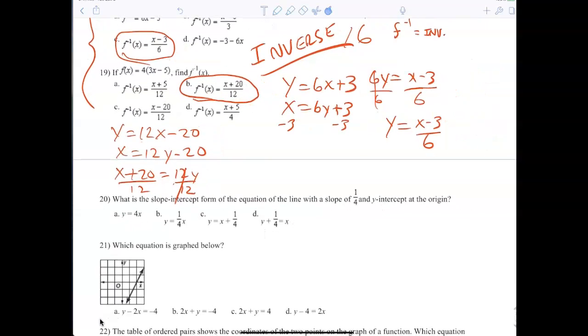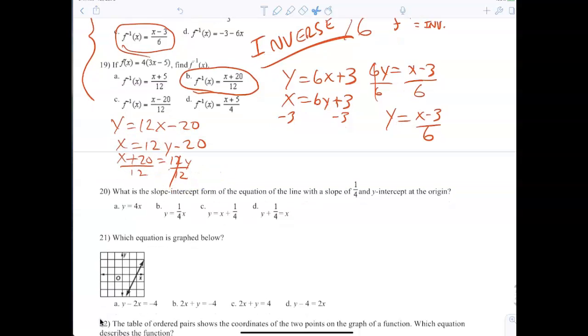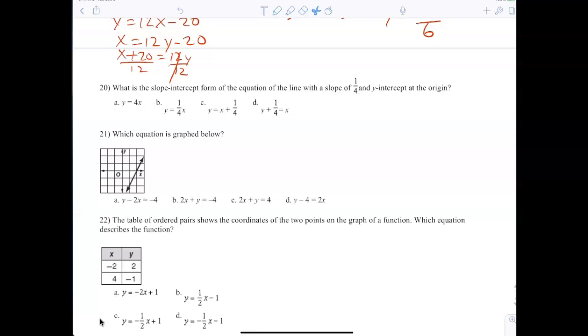All right, now let's take a look at question 20. What is the slope-intercept form? So that just means b is 0. Wow, look how easy that was. So it's just y equals 1/4 x. Yeah, that was really simple. All right, so let's look at the next one.